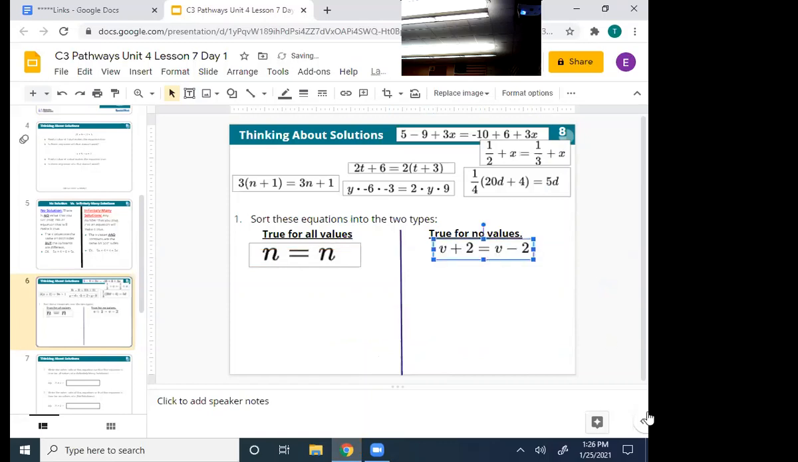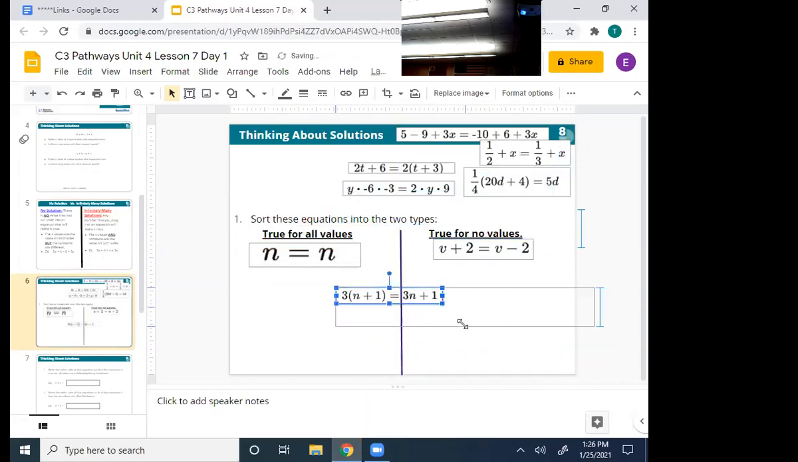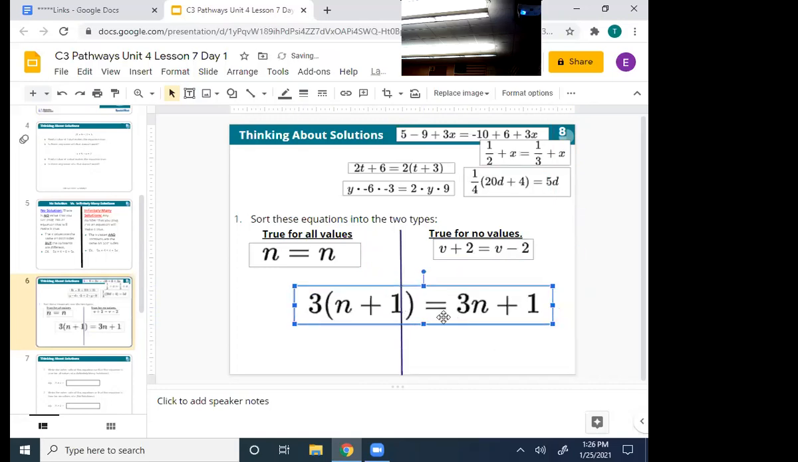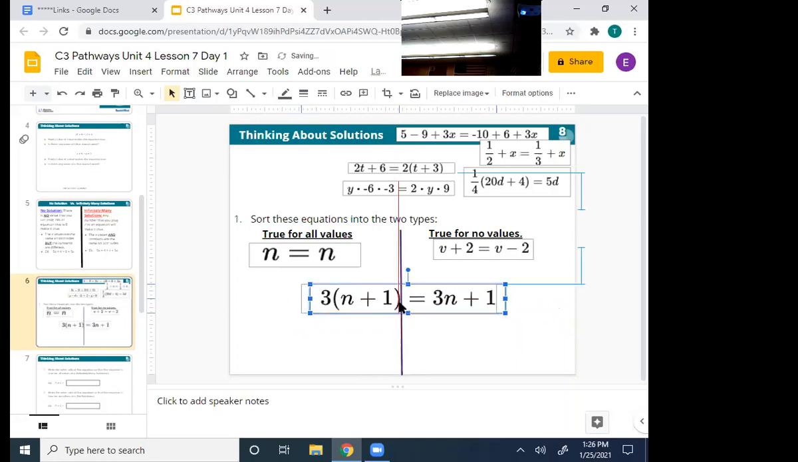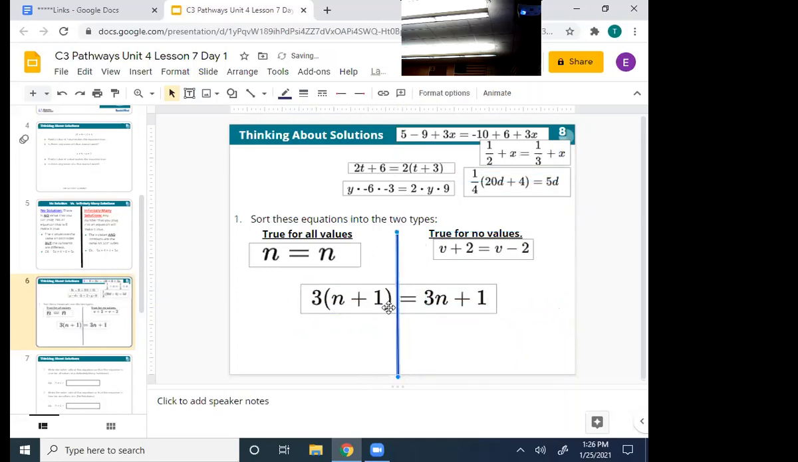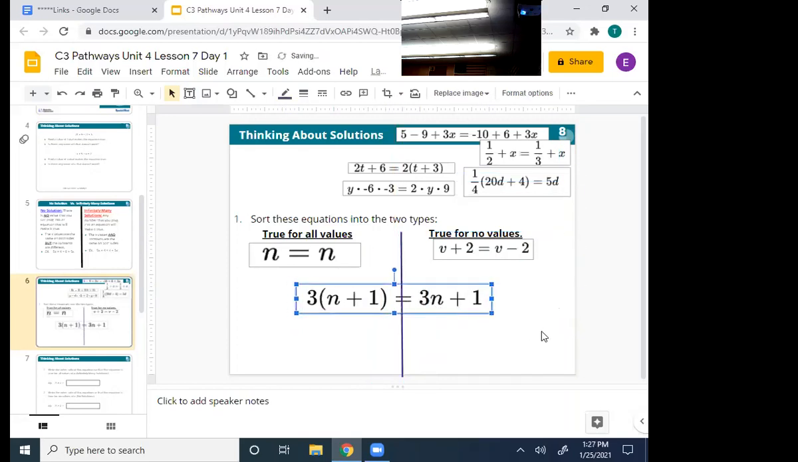Okay. Now let's look at this next one here. I'm going to make this guy a little bit bigger too. Oh, I made it way too big, but it's okay. So I have this guy here. What do we notice about this guy here before we can get started with this? What do we have to do here? I'm looking at this 3 parentheses n plus 1 is equal to 3n plus 1. Good. Jaden said one side has parentheses and one side doesn't.